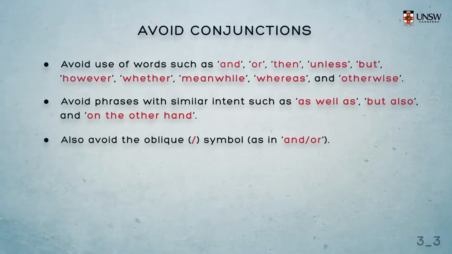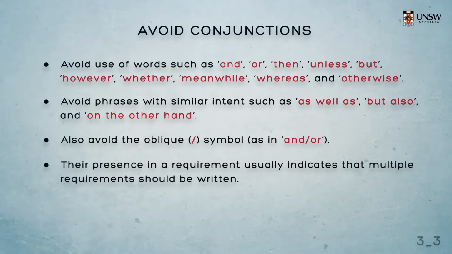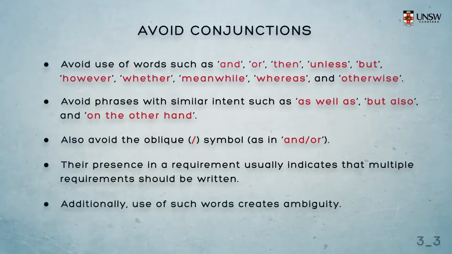We should also avoid the oblique symbol, as we might commonly use it in English as and/or, because it's even worse than using either conjunction on its own. It's not even clear what that construct means often. It could mean one of them, or both, or not. So the presence of conjunctions in a requirement statement usually indicates that there are multiple requirements, and each should be written in a separate statement. Not only that, the words also create ambiguity. Let's look at some examples.